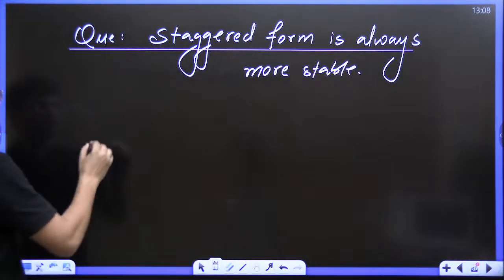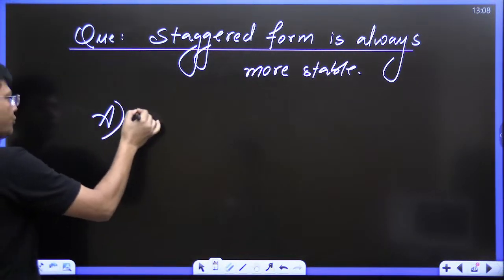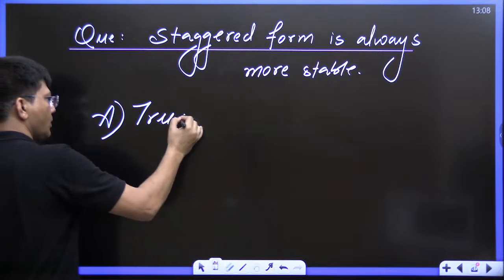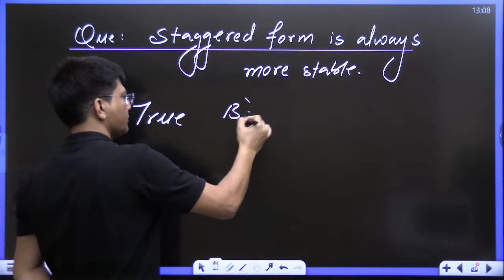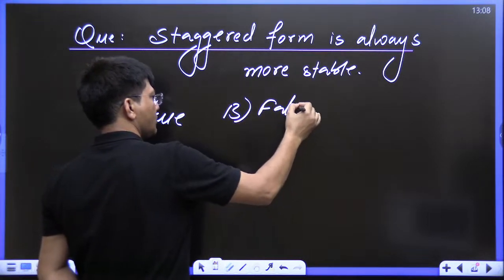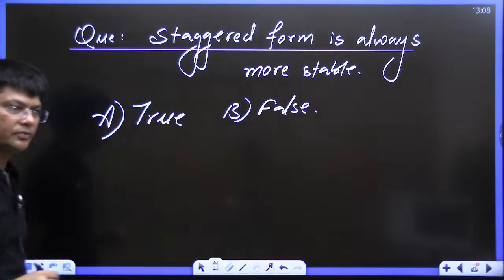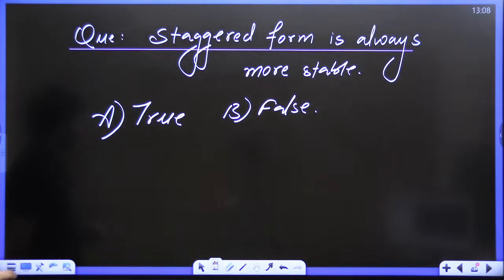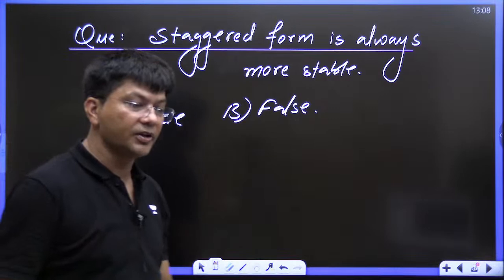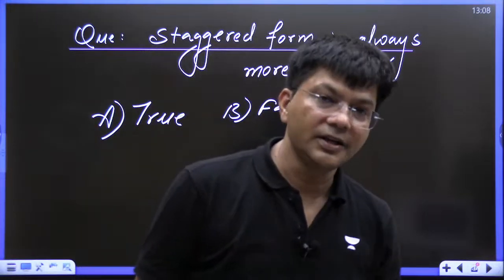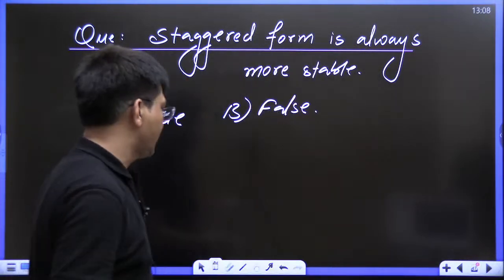Staggered form is always more stable. A option true, B option false. Do let me know what is correct. I'm waiting for your answer. True or false? False. Wow. Vidhajanani's answer is absolutely correct.